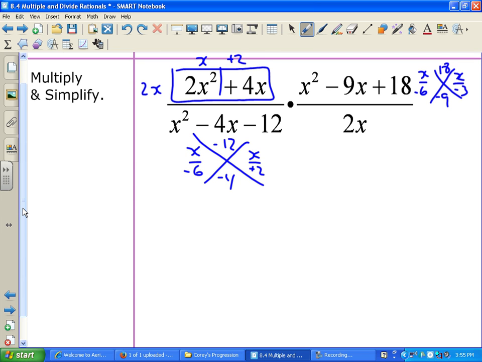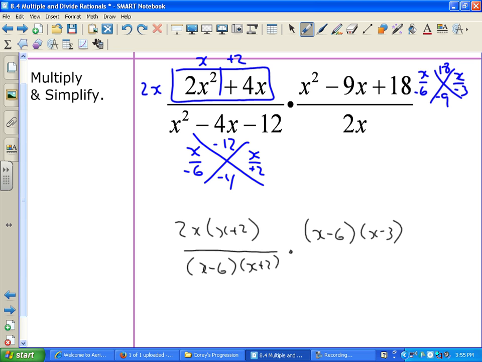but we're just going to rewrite everything in factor form. Again, the name of the game, factor first, then simplify. So, top left, I have 2x times x plus 2. Bottom, I have x minus 6 times x plus 2. Top right, I have x minus 6 times x minus 3. Bottom right, I have 2x.